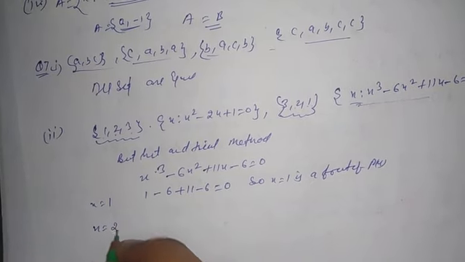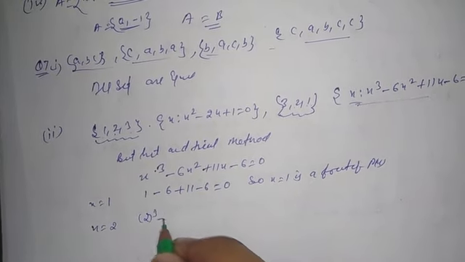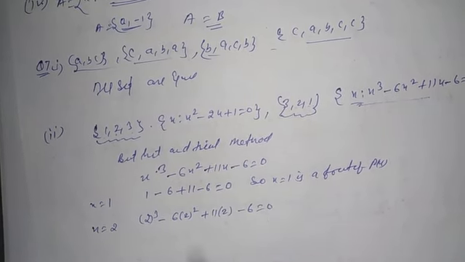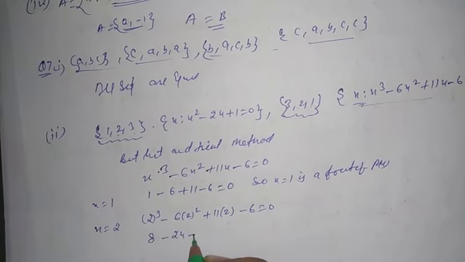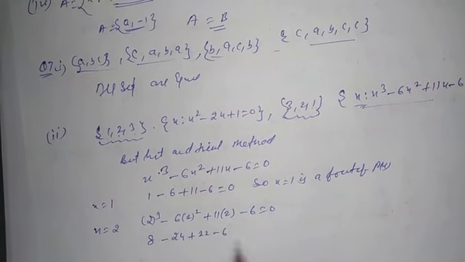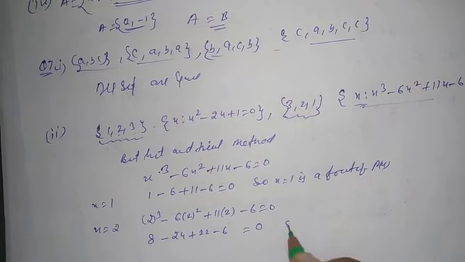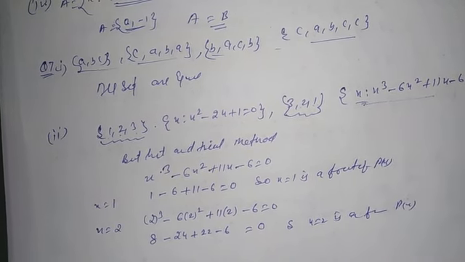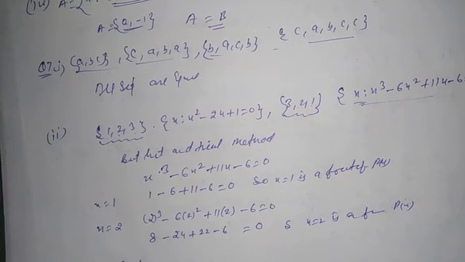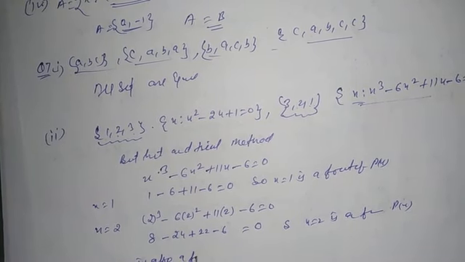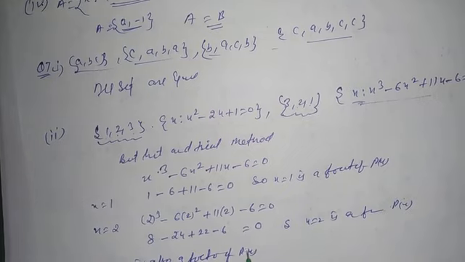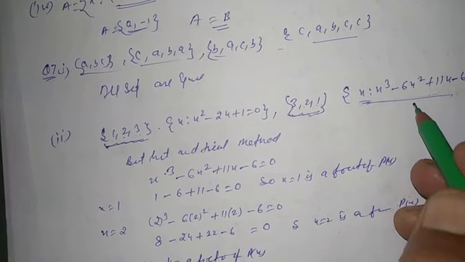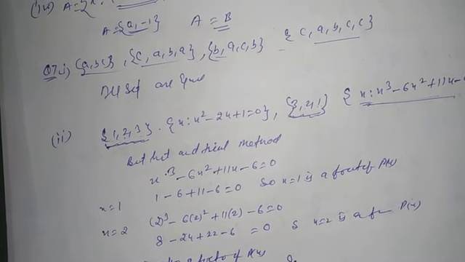Now x is equal to 2. 2 raised to power 3, minus 6 into 2 square plus 11 into 2 minus 6 is equal to 0. 8 minus 24 plus 22 minus 6 is also equal to 0. So x is equal to 2 is a factor of p(x). Similarly, x is equal to 3 is also a factor of p(x). So the first, third and fourth parts are equal sets.